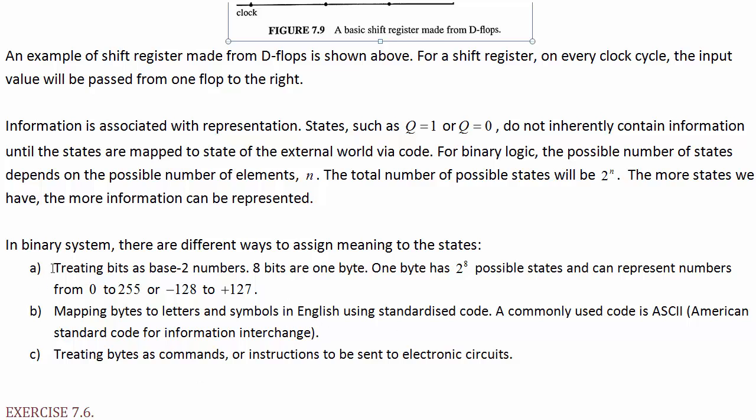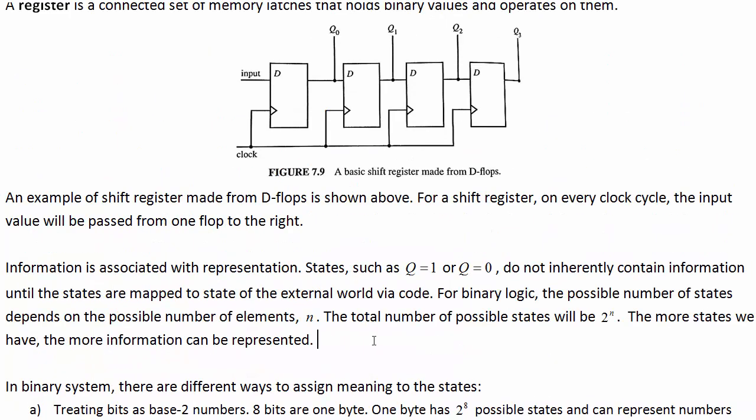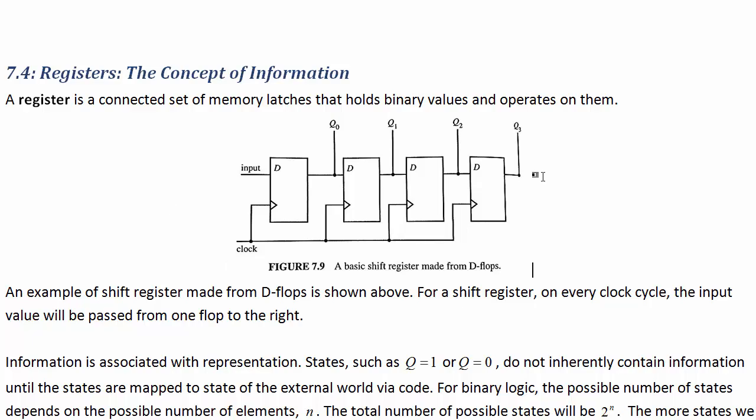You can use bits as base 2 numbers. 8 bits are 1 byte. 1 byte has 2 to the 8 possible states and can represent numbers from 0 to 255 or from negative 128 to positive 127 if you use them as signed numbers. We'll look at this soon when we do binary addition in the next lecture. You can also map bytes to letters and symbols in English using maybe ASCII, or treat bytes as commands or instructions to be sent to electronic circuits, all kinds of ways that you can use these to represent information. We're not going to get very heavy into information theory in this class.